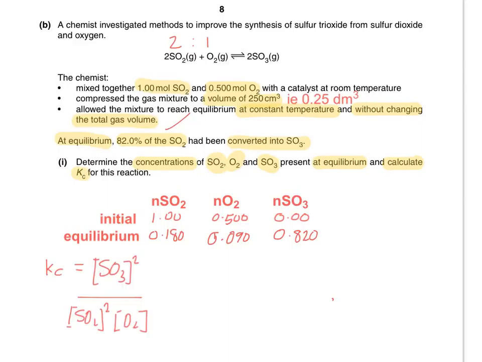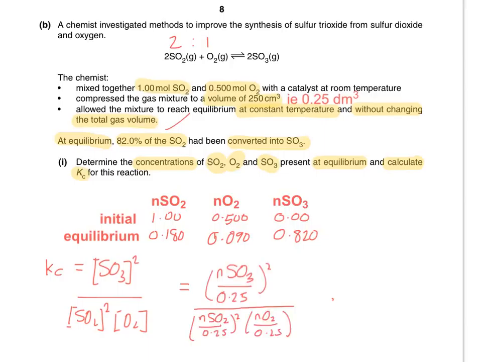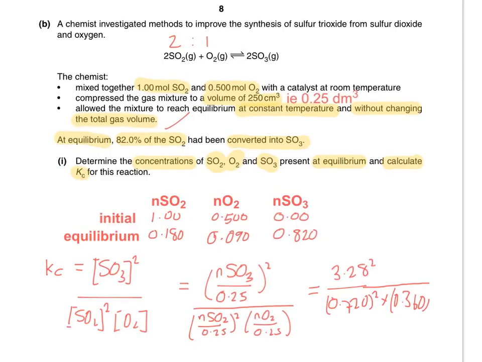So the Kc expression would be written like that. To get the concentrations as they're in the Kc expression, you have to do this. So what I've done is I've divided all the moles by 0.25 decimeters cubed, because I'm dividing moles by volume to get concentration. So if we now do the units, let's just do the calculation first. That gives us 57.6.